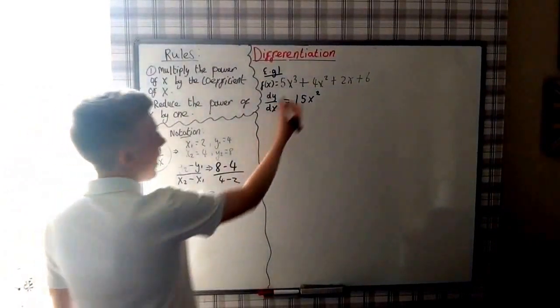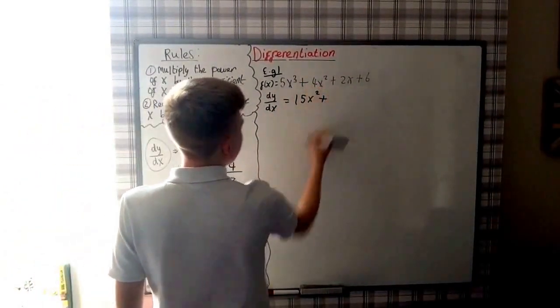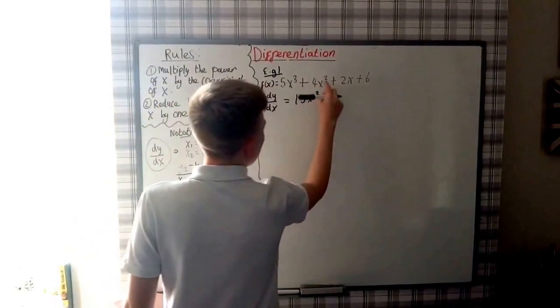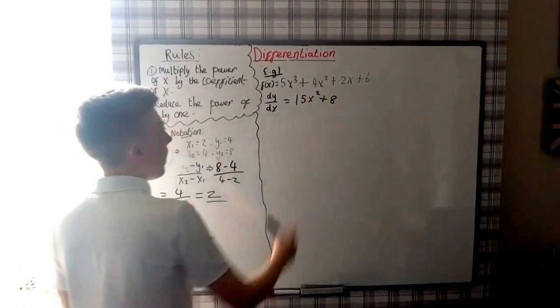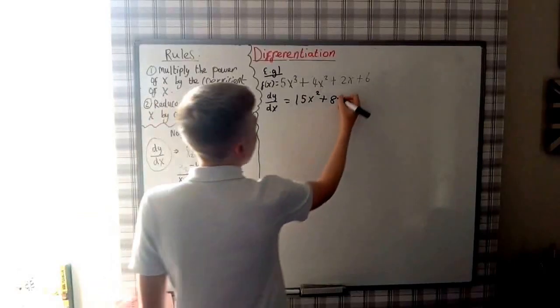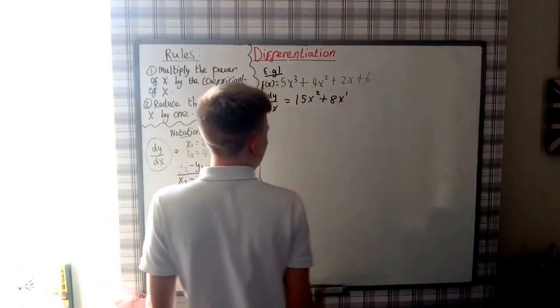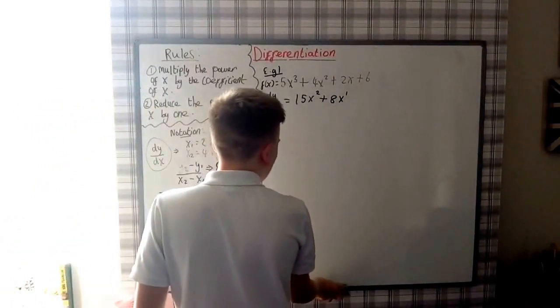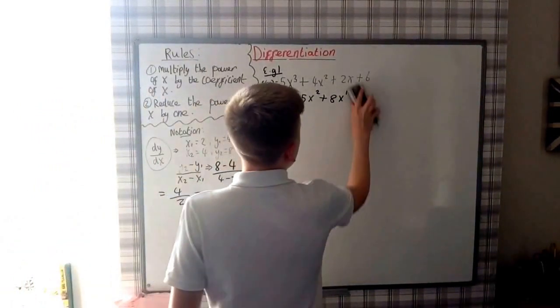Now we move on to the second value. The power multiplied by the coefficient gives us 8, 2 multiplied by 4. And the power is reduced by 1. So we could call this 8x to the power 1. But in reality we don't use the 1 because we know that 8x to the power 1 is just the same as 8x.